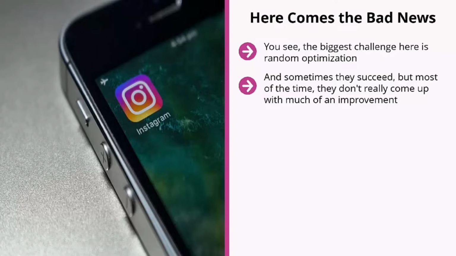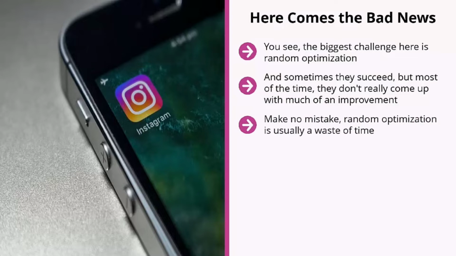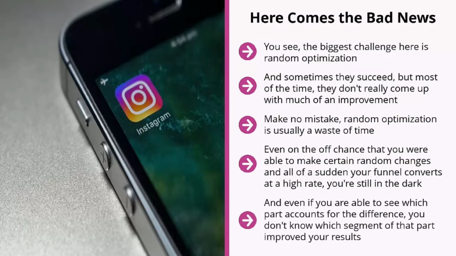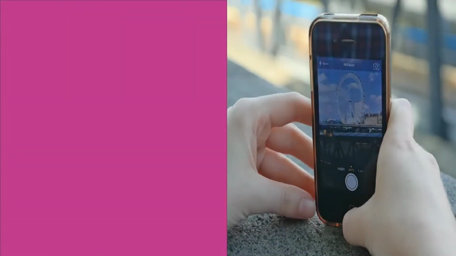Why? They're doing it in a random way. Make no mistake, random optimization is usually a waste of time. It really is. Even on the off chance that you were able to make certain random changes and all of a sudden your funnel converts at a higher rate, you're still in the dark. Why? You don't know which part of your funnel accounts for the improvement. And even if you are able to see which parts account for the difference, you don't know which segment of that part improved your results. Do you see how this works? Do you see why this is so confusing and so frustrating?